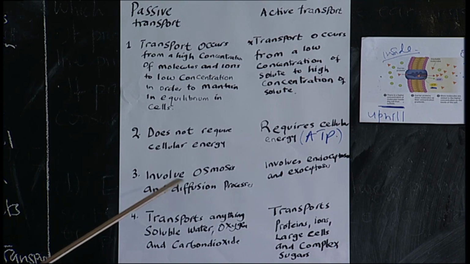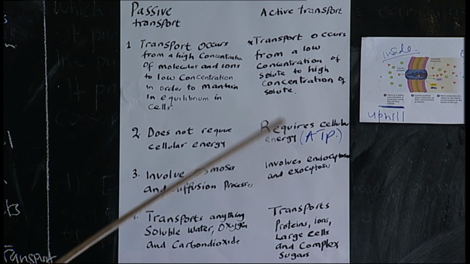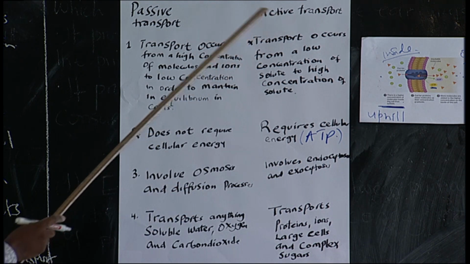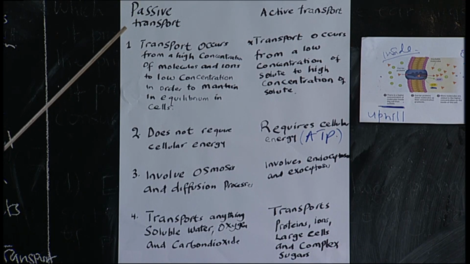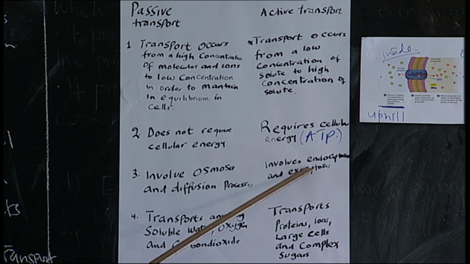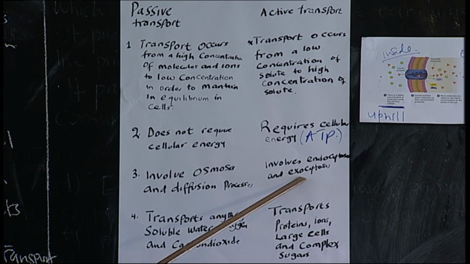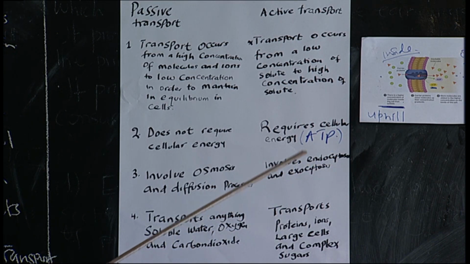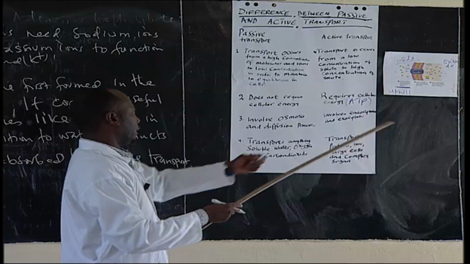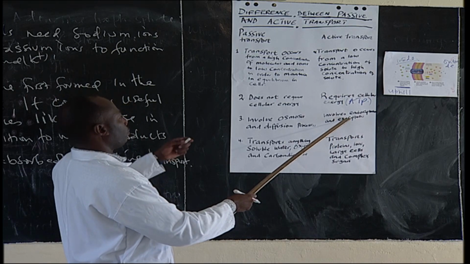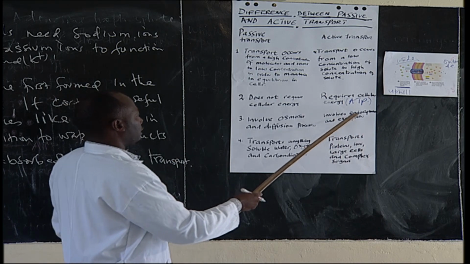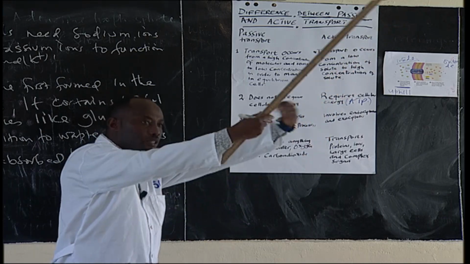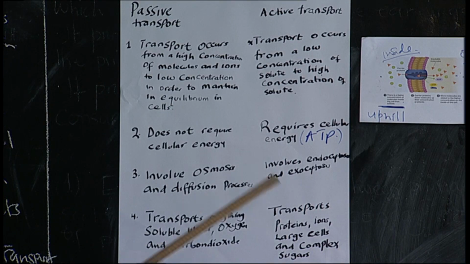Number 3, it involves osmosis and diffusion. I said passive transport involves the process of osmosis and diffusion. But active transport, most of the time, transports large molecules, macromolecules, so it involves endocytosis and exocytosis. Endo means taking substance from outside to inside, then exo means taking substances from inside to outside.